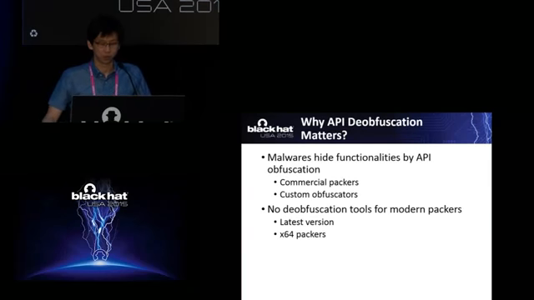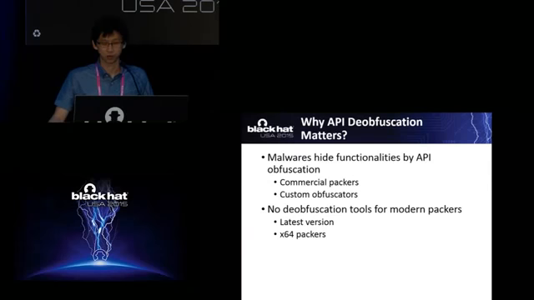Why does API deobfuscation matter? Malware hides functionalities by API obfuscation. Malware writers use commercial packers such as Themida or FrameProtect to obfuscate their APIs. And some malware writers use their own obfuscation techniques. They even develop their own custom obfuscators.